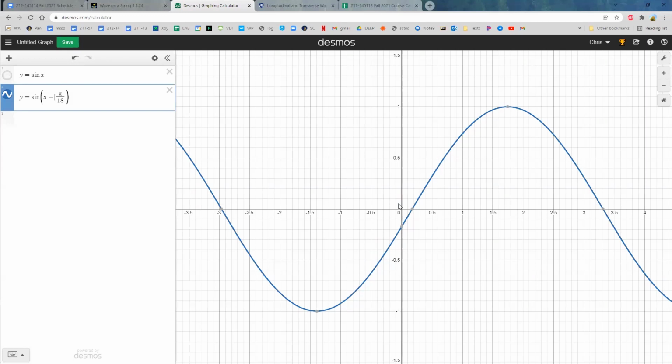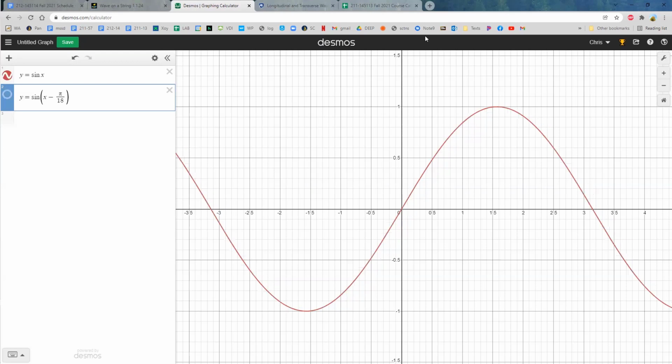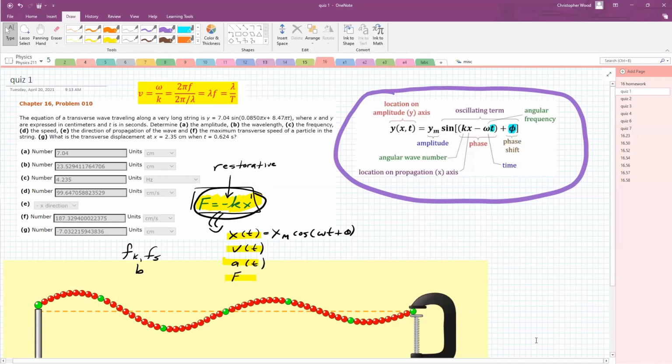So that's true in chapter 15. It's true in chapter 16 as well. But again, the difference between this blue wave and this red wave is a phase shift. So we saw that in chapter 15. Now we're seeing it in chapter 16.